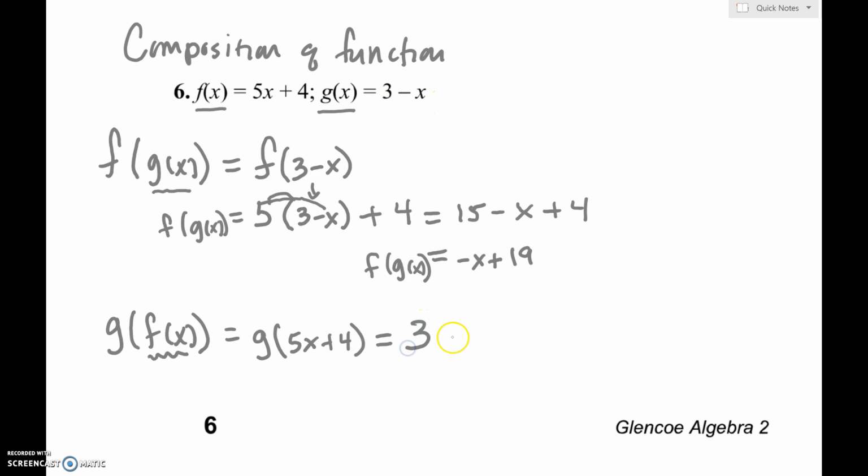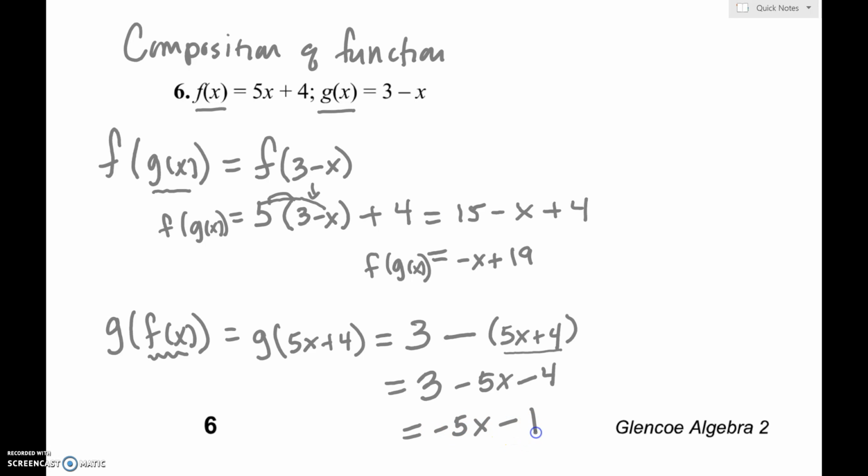So we have 3 minus, therefore we're going to have x here, and this x will be replaced with 5x plus 4. And since we have a negative here, we have to distribute the negative, and we have 3 minus 5x minus 4. And then our last step is to simplify, so we have negative 5x minus 1. So therefore, g of f of x will be negative 5x minus 1.